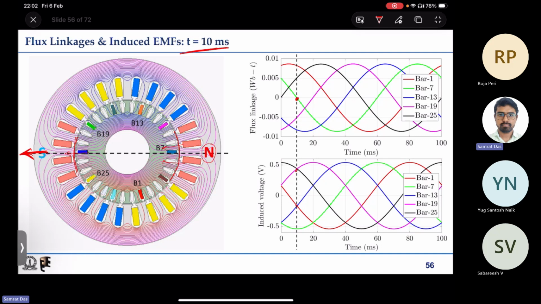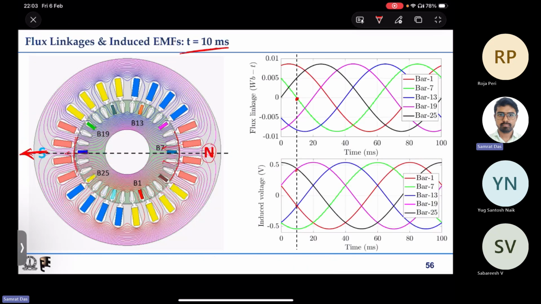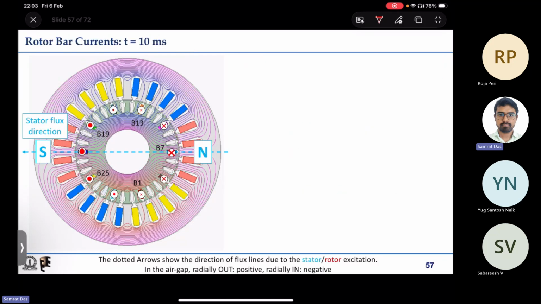Like in this case, what do we have to provide? For the pink one and black one, that is 19 and 25, we have to provide dot polarity. And for the other cases like bar 1, bar 20, 13 and bar 7, we have to provide negative, that is cross. So that same thing has been given here: 19 and 25 have been assigned dot polarity of current.